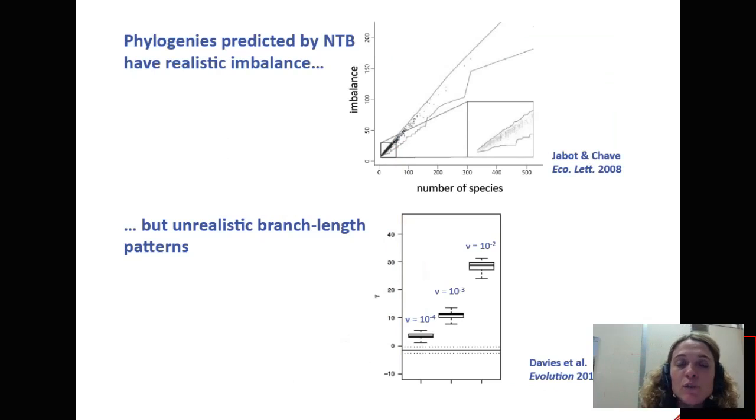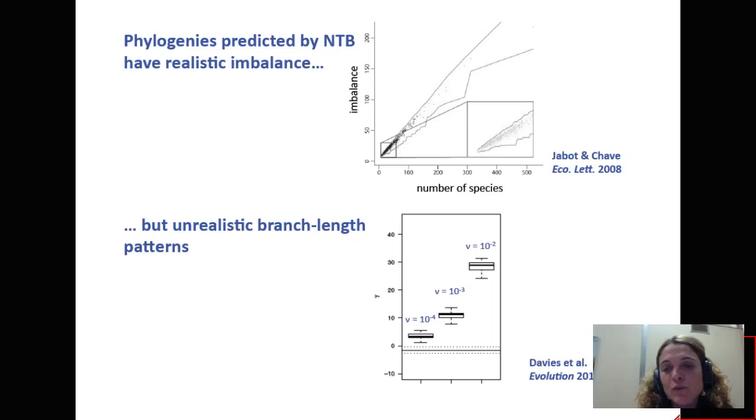So phylogenies under the neutral theory of biodiversity have been investigated mostly by simulations, and what people have found is that phylogenies that arise from the neutral theory of biodiversity have a realistic imbalance, which is not the case when we look at lineage-based birth-death models with homogeneous rates across lineages. But in the case of a neutral theory, we obtain realistic tree imbalance, but unrealistic branch length patterns.